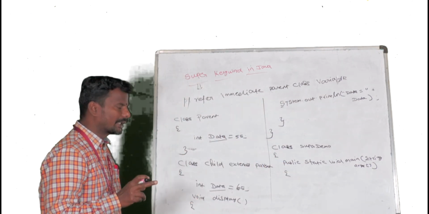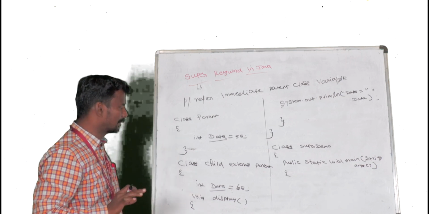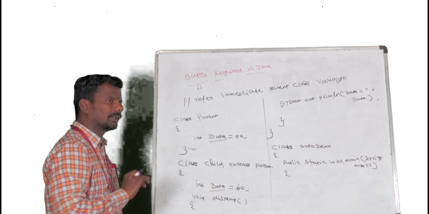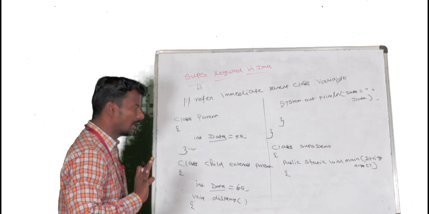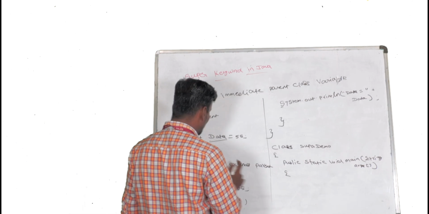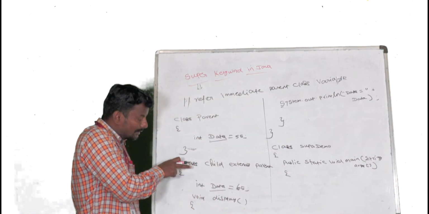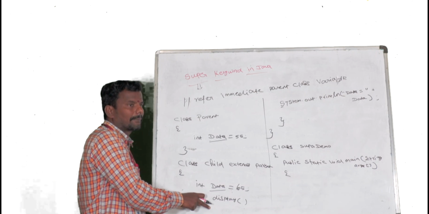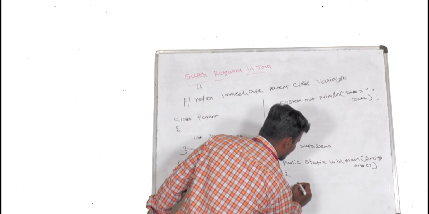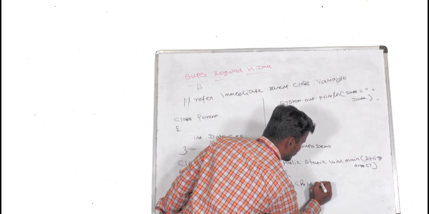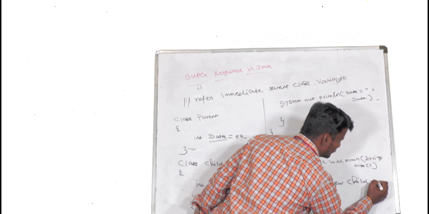What is the purpose of creating the object? If you want to invoke any method in Java, we have to do it with the help of an object only; a non-static method is always invoked by an object. So we create an object by using the child class name. Why are we using the child class name? Because in the child class we defined the display method. So by using the class we create one object: Child c is equal to new Child.